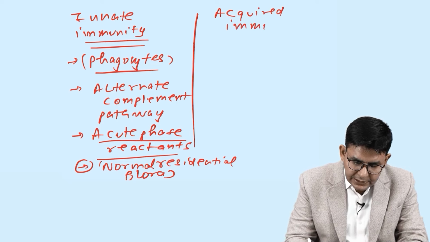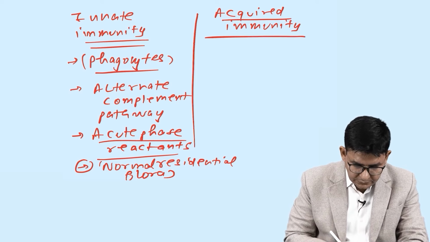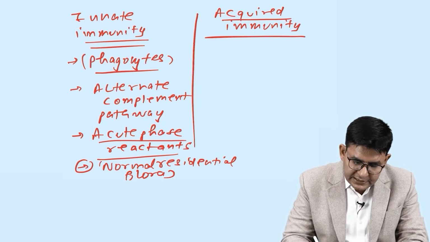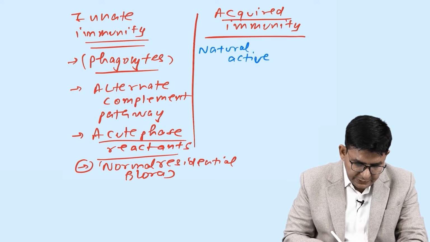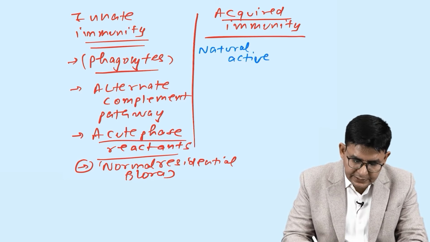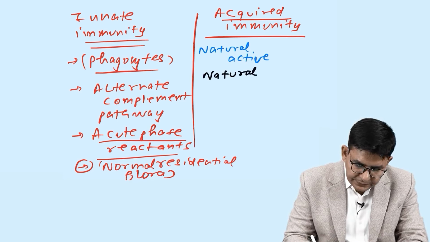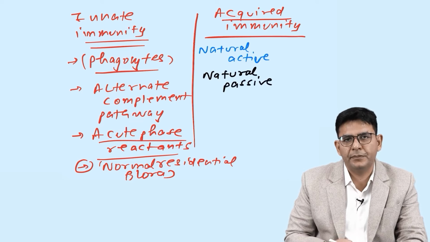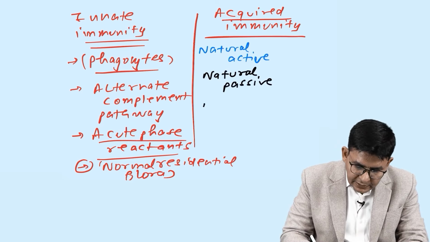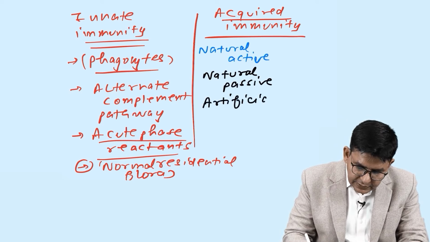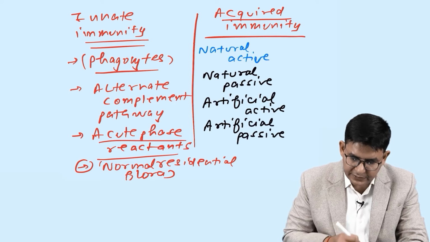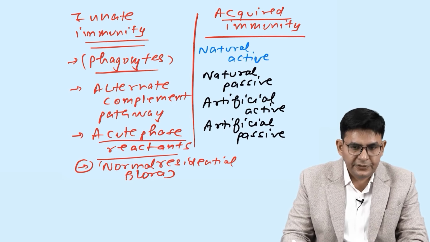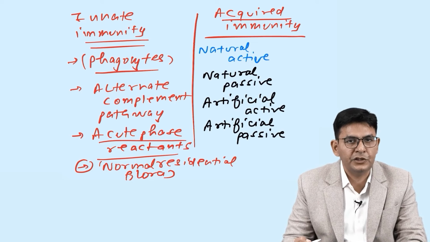Now, in acquired immunity, you should know certain important entities, like what is the example of natural active immunity. Then comes natural passive immunity, then artificial active, and artificial passive. Okay, so like this you can write them off: natural active, natural passive, artificial active, artificial passive.